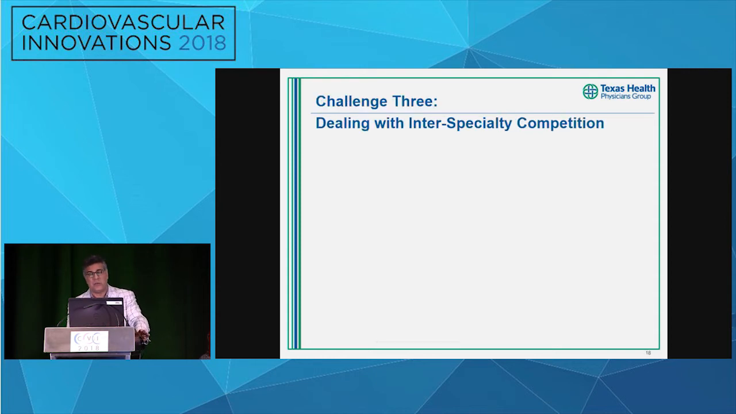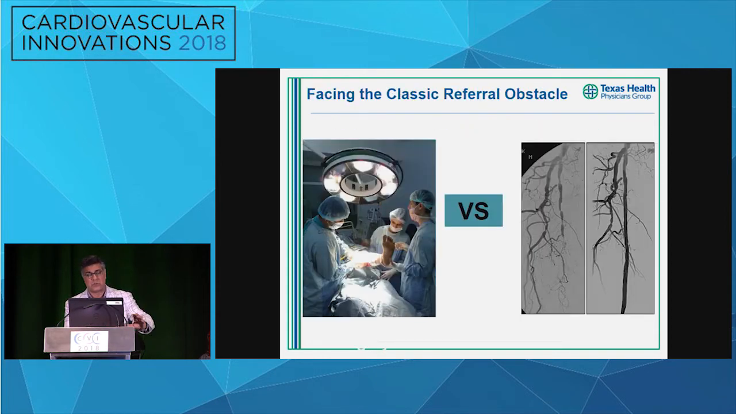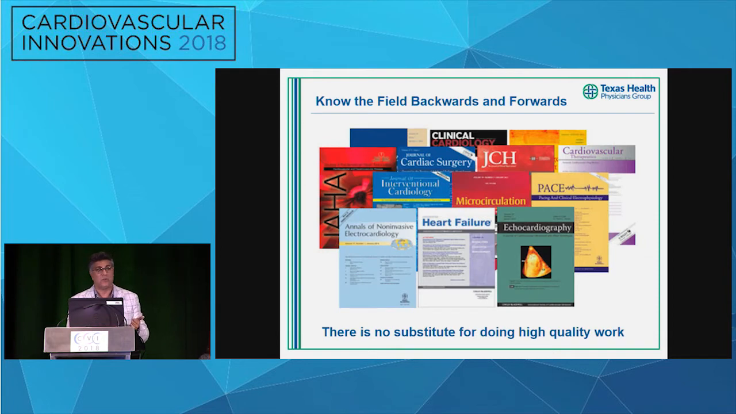The third challenge is dealing with interspecialty competition. That's the surgical versus the endovascular. And I think the best thing to do here is just have the open collaboration mentality. I think it's difficult in the current system of payment because it is still a fee-for-service model, and until we can come up with a way to change that, this will be a continued issue. But I think that there's no substitute for doing good work.